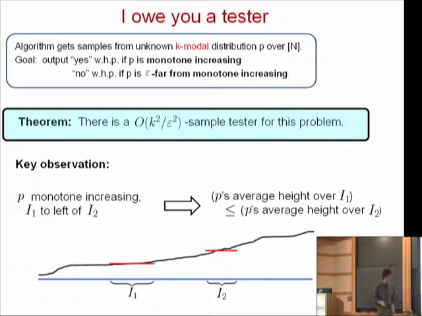The main idea behind it is the following not-so-deep insight. If you have a monotone, say increasing, distribution like this, the black line that I drew, and you have two intervals, say I1 and I2, where I1 is to the left of I2, then the average height of the distribution over the left interval is going to be no greater than the average height of the right interval. Okay? It's hard to argue with that, but it's basically all you need for the tester.